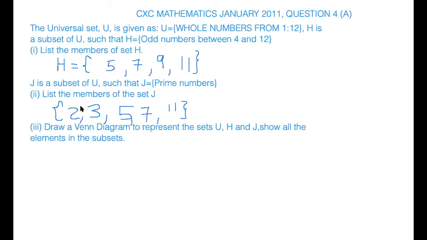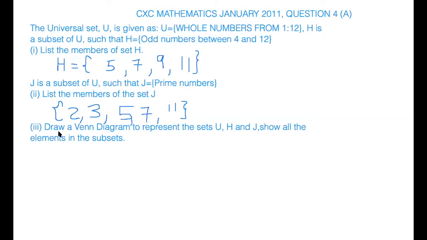Only 2 and 1 can go into 2 without leaving a remainder. Only 3 and 1 can go into 3 without leaving a remainder. Only 5 and 1 can go into 5 without leaving a remainder. Only 7 and 1 can go into 7 without leaving a remainder. And only 11 and 1 can go into 11 without leaving a remainder.